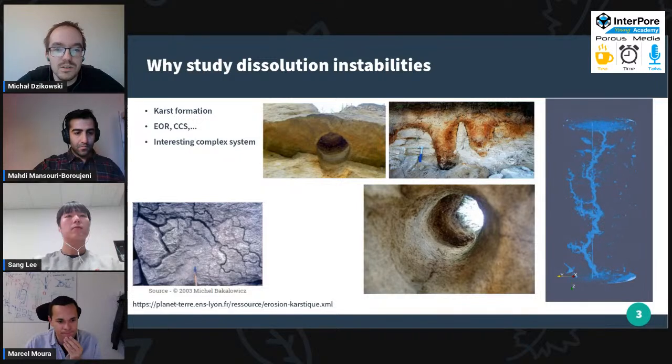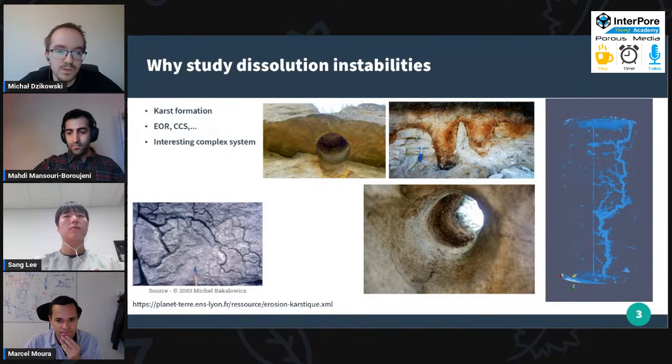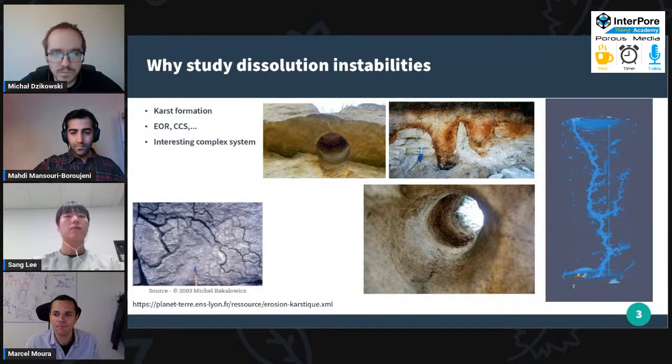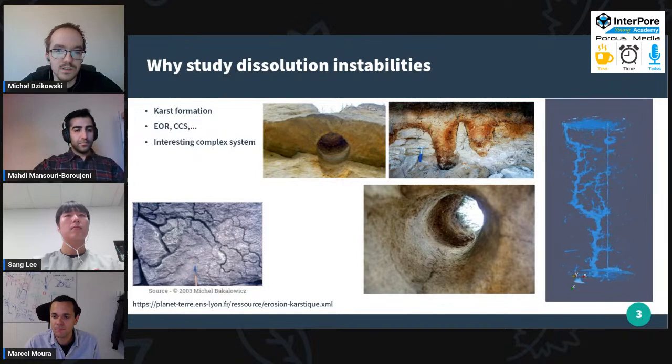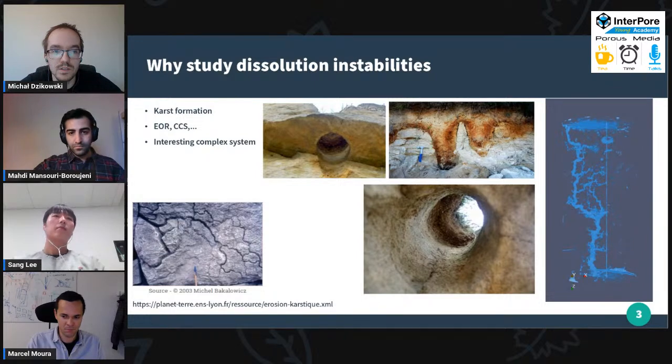So how do wormholes look in nature? There could be some very complicated channels that look like created by some animals. They could be strong conduits that are created in karst that look a little bit like being drilled. But they are also important for example for enhanced oil recovery or CCS, because they could hinder the process, or they could be used to create the preferential flow path at industrial scale when the acid is injected in some formation.